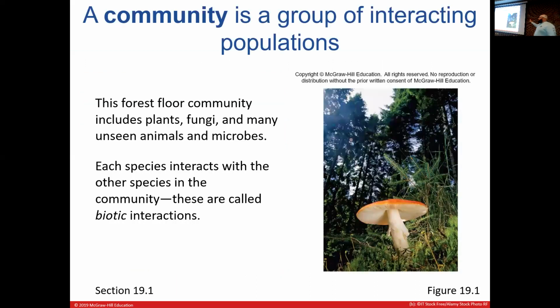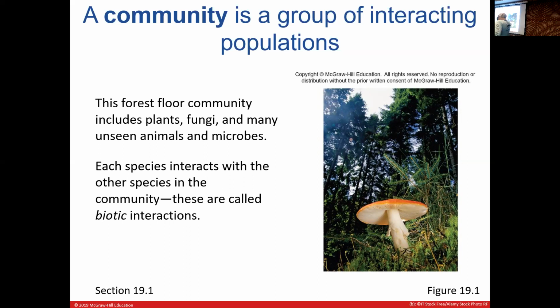Now, as we mentioned before, a community is a group of interacting populations. So you have the population of all the trees in a particular area, the population of the animals that use that. For instance, in this Flora Explorer community, that includes everything from the plants, the fungi, as well as many of the unseen animals and microbes. Remember, a lot of that stuff can be microscopic, but just because you can't see it doesn't mean it's not there, or that it doesn't have a major role. Things like nitrogen-fixing bacteria can drive an entire ecosystem, and you could never know they were there. In fact, we didn't know for a long time.